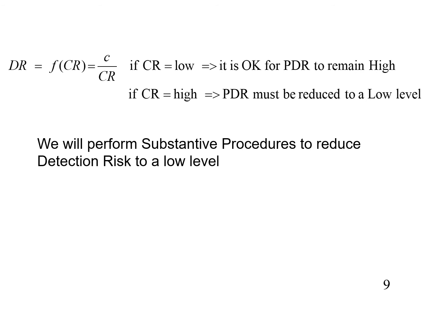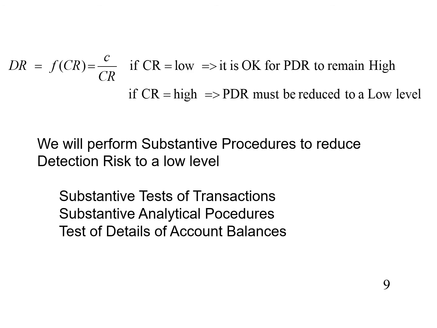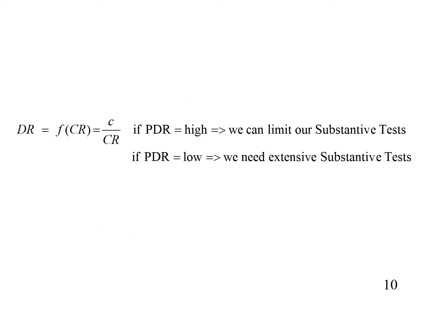We perform substantive procedures to reduce detection risk to a low level. Those are our three types of substantive procedures. If plan detection risk is high, we can limit the extent of our substantive testing. If plan detection risk is low, we need to perform extensive substantive procedures.